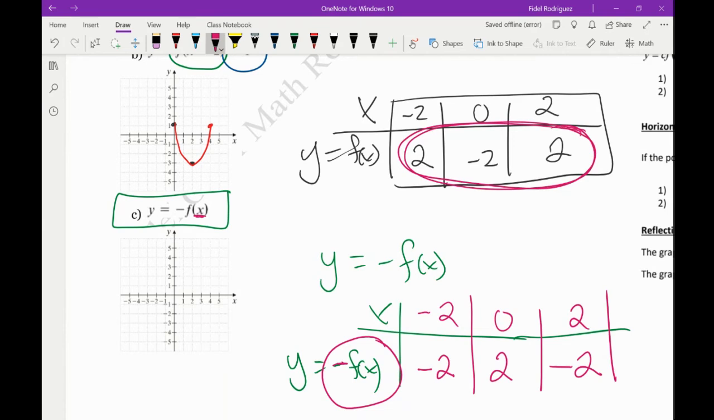Okay, so let's see if we can draw this one. So -2 and -2 is right here. 0 and 2 is right here. And +2 and -2 is right there. There's our graph, right?